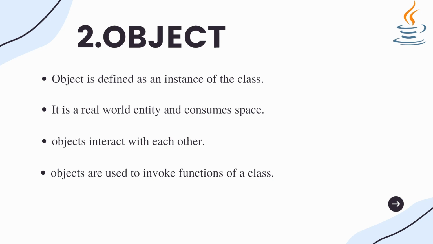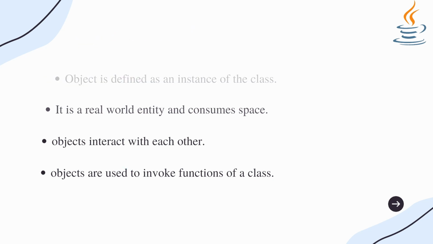Whenever you want to call a method within a class, you have to create an object of that particular class. We create objects to invoke methods of a particular class. We can create any number of objects of a particular class.